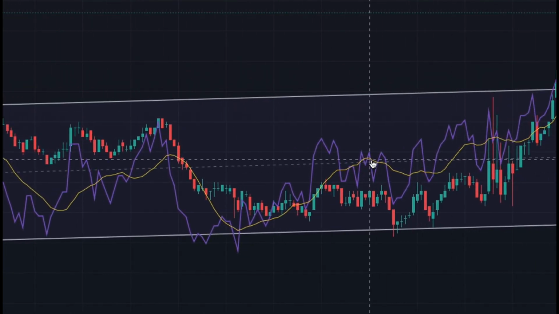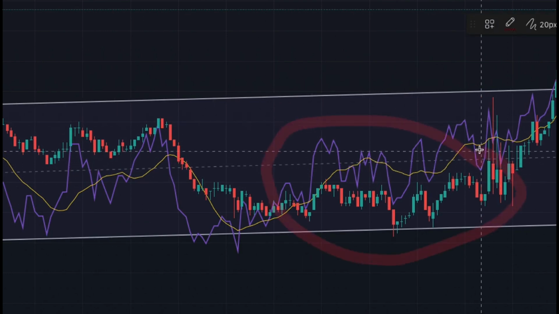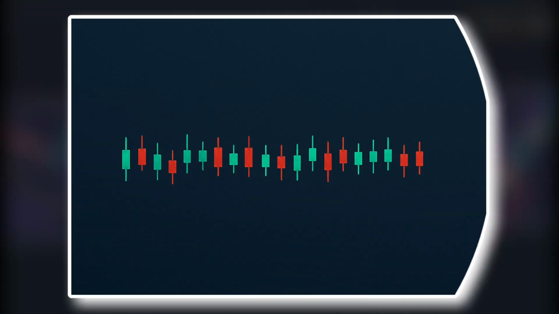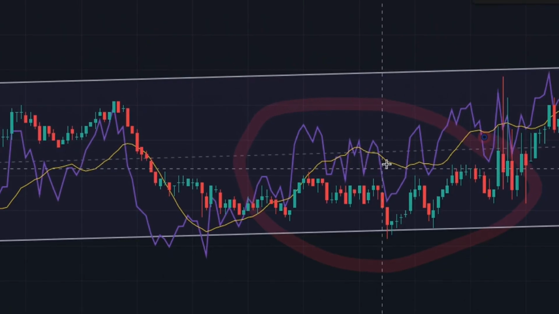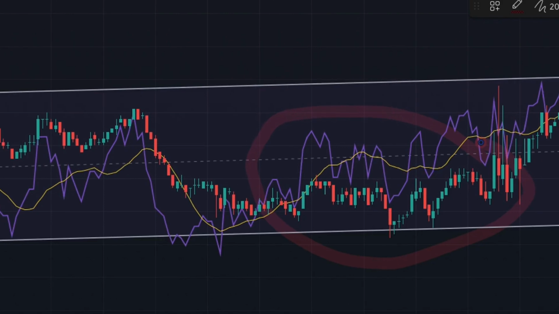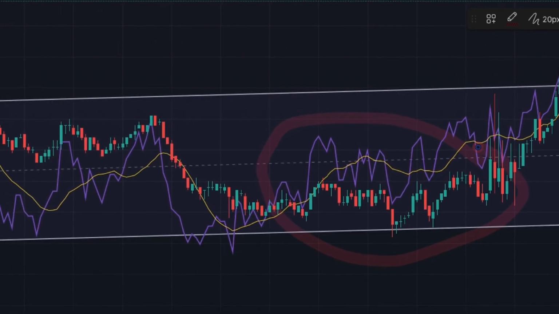If the regression midline is flat or nearly flat, that's a warning sign: no trend, no trade. If you see small candles with weak bodies or too many wicks, that means there's no real momentum. This strategy depends on clear direction and strong follow-through. Don't force trades in these environments.